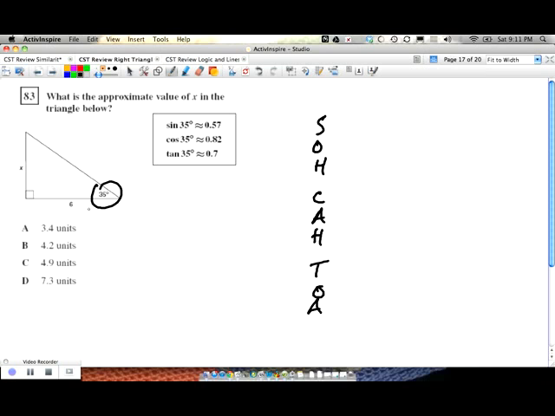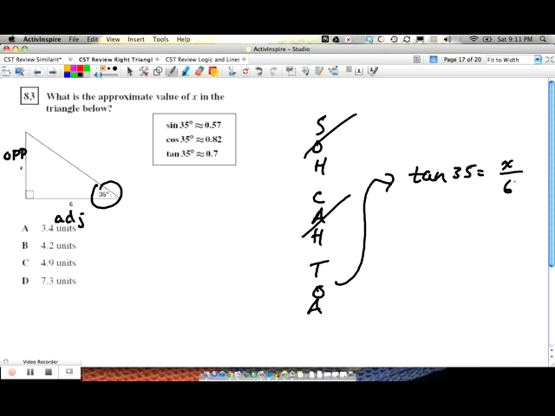Alright, I have an angle 35 degrees here, and the pieces I'm given are the opposite and the adjacent this time. The hypotenuse, not included. So that means cosine and sine are out. Both of those need the hypotenuse. Tangent, on the other hand, does not. So tangent of 35 degrees equals the opposite, which in this case is x, and the adjacent is 6. So I've got to get that x by itself.